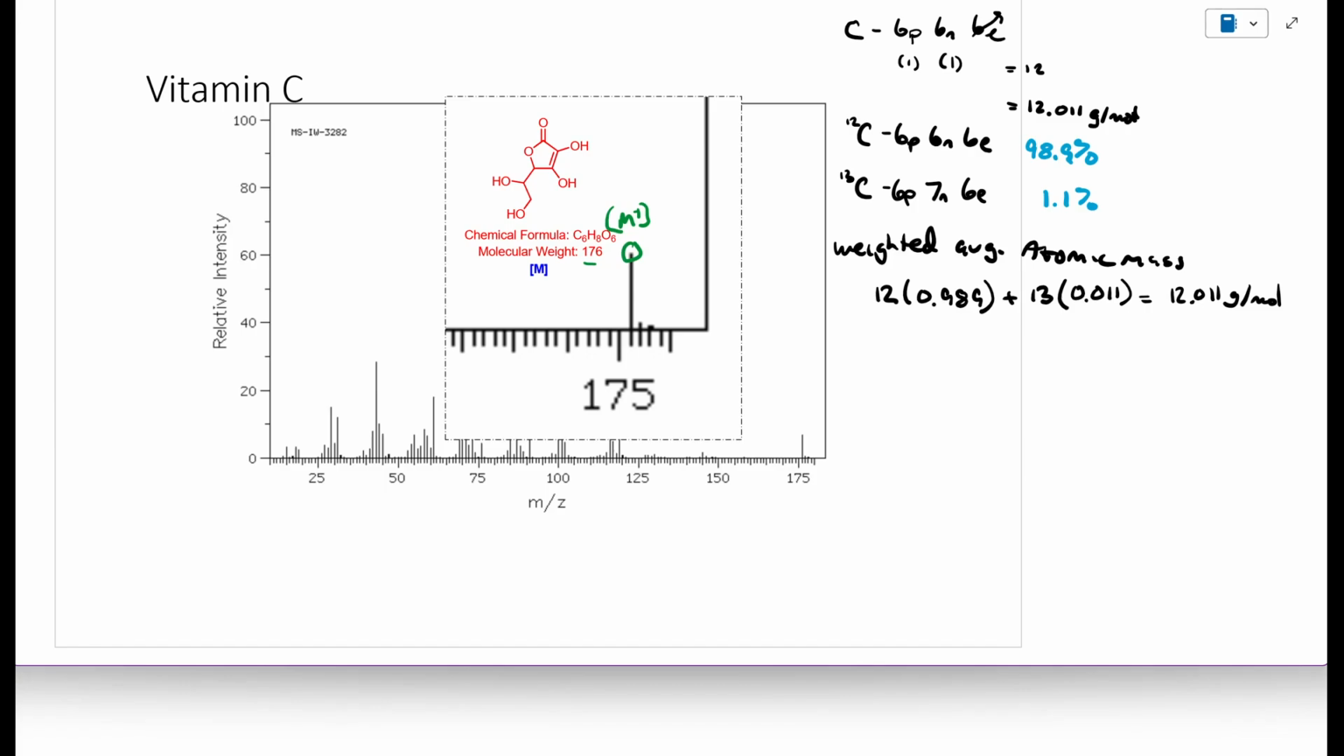All right, that is all for our overview of mass spectrometry. In class, we're going to look at how to analyze and interpret mass spec and actually do some useful things with mass spec, like determining isotopes and other functional groups in molecules.